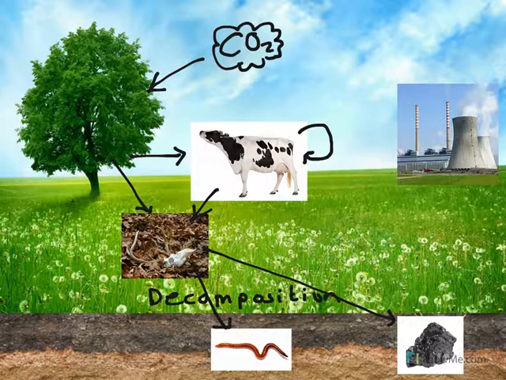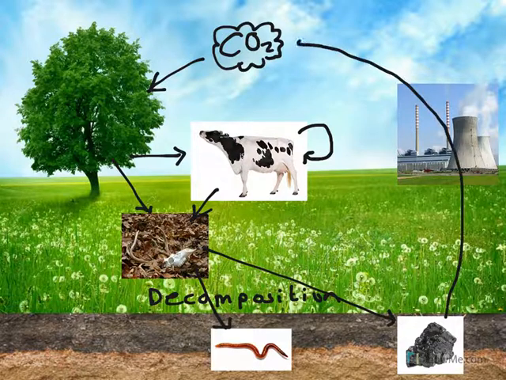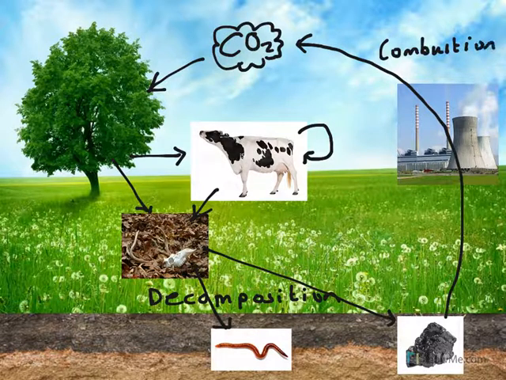What happens to those fossil fuels? Well, those fossil fuels will get burned in power plants in the process of combustion. So combustion, the burning of fossil fuels, releases CO2 and H2O into the atmosphere.